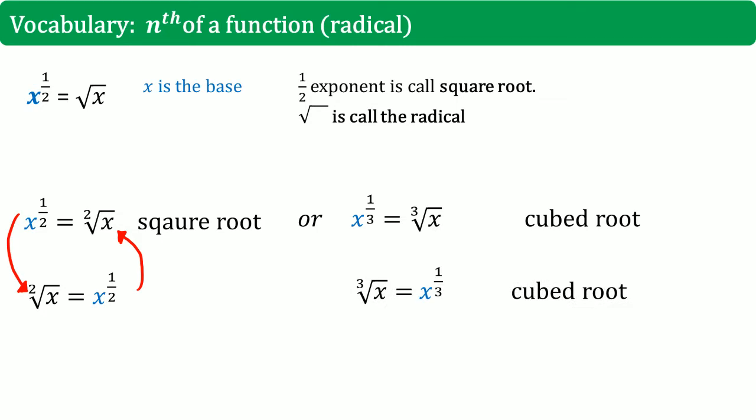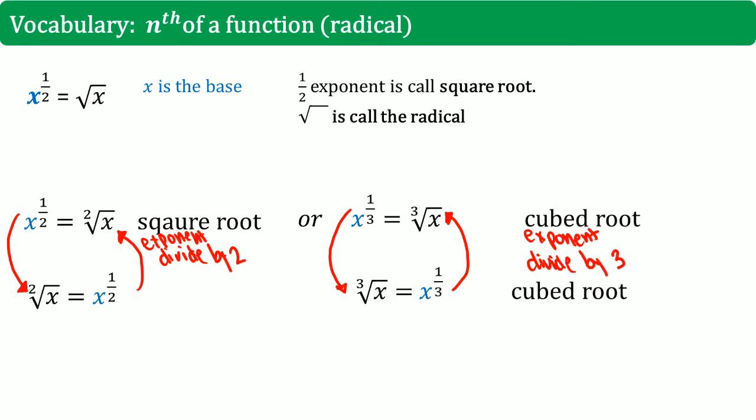So you need to be able to convert from here to here, as well as go from the exponent to the radical. A short way of thinking about it is that for the square root, the exponent is divided by 2. But when it's cube root, the exponent is going to be divided by 3. That's the idea.